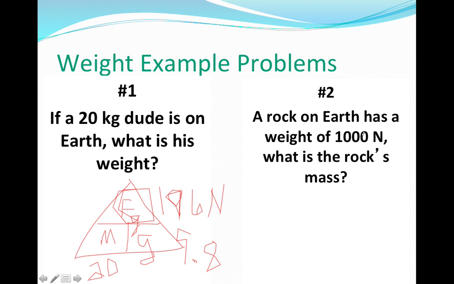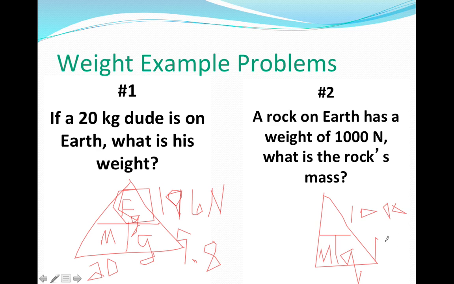All right, our second problem is we have a rock on Earth, and it has a weight of 1,000 newtons. We want to know the rock's mass. Looking at that same triangle right here, I have up at the top the weight, which is 1,000. We're having to solve for the mass, and here's the M for mass. So you have to plug in that blank number that's listed up there, which is gravity. And gravity, the known number, would be 9.8.